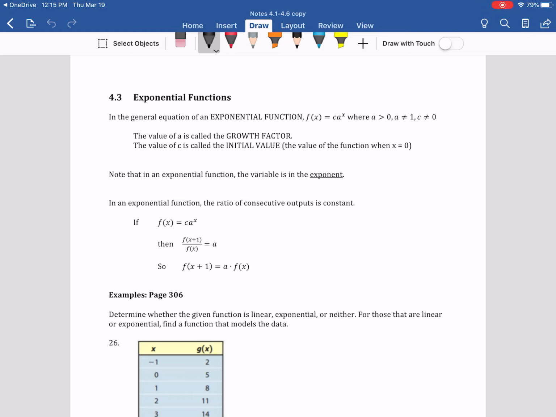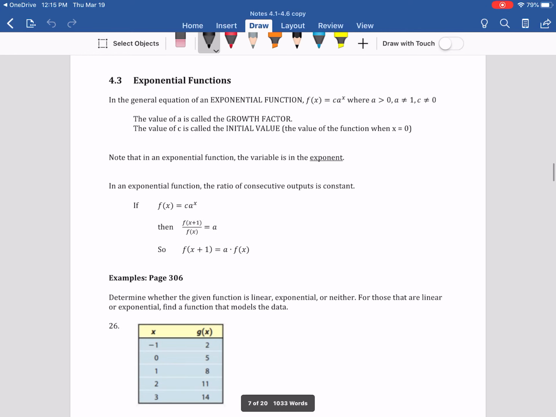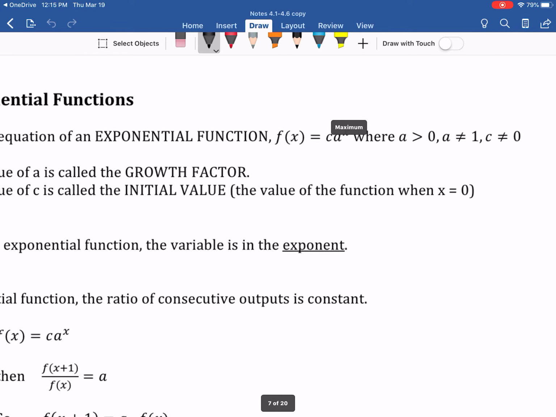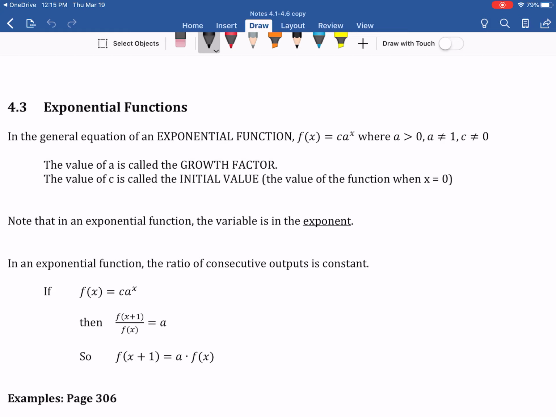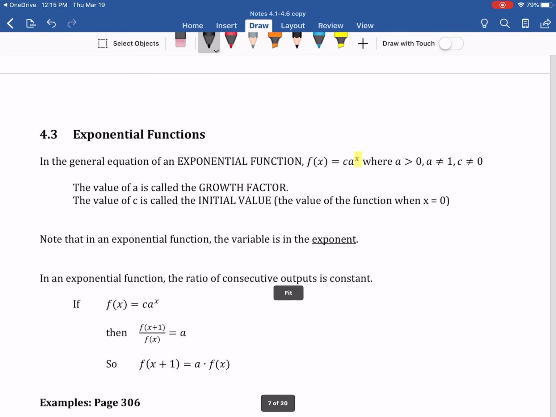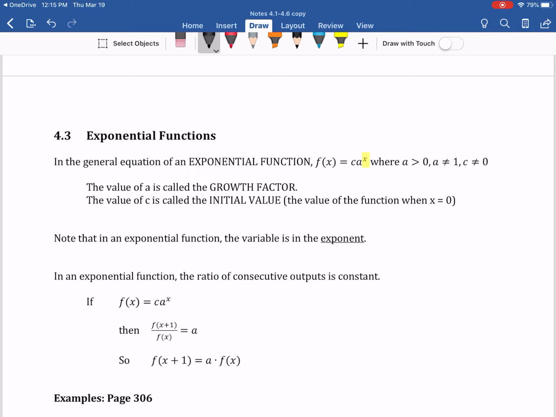This is part 1 of the 4.3 section on exponential functions. An exponential function is a function that has the variable in the exponent. So you'll see in this example, the variable is in the exponent, the variable being x. A is the base, a value that is greater than 0 but not 1, and C is the leading coefficient, which is not equal to 0.